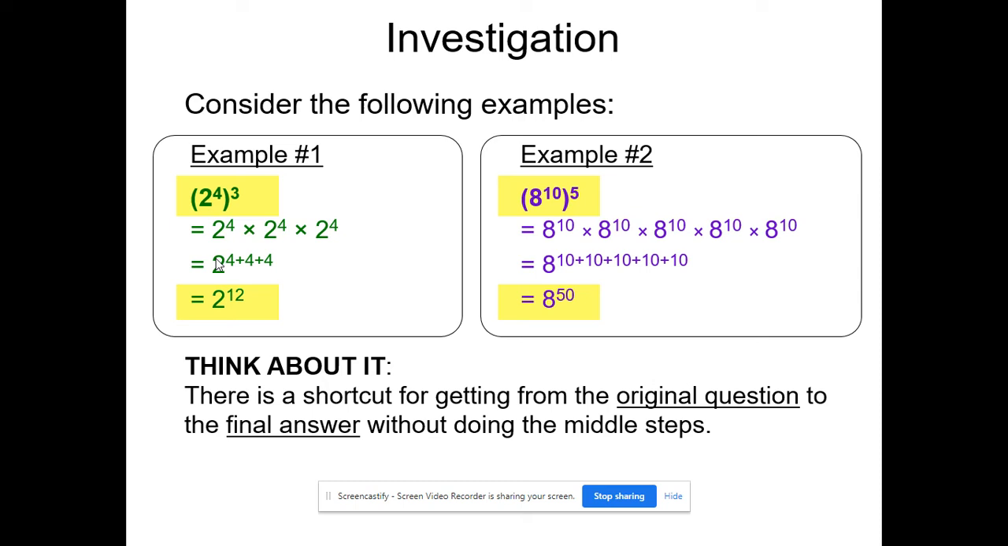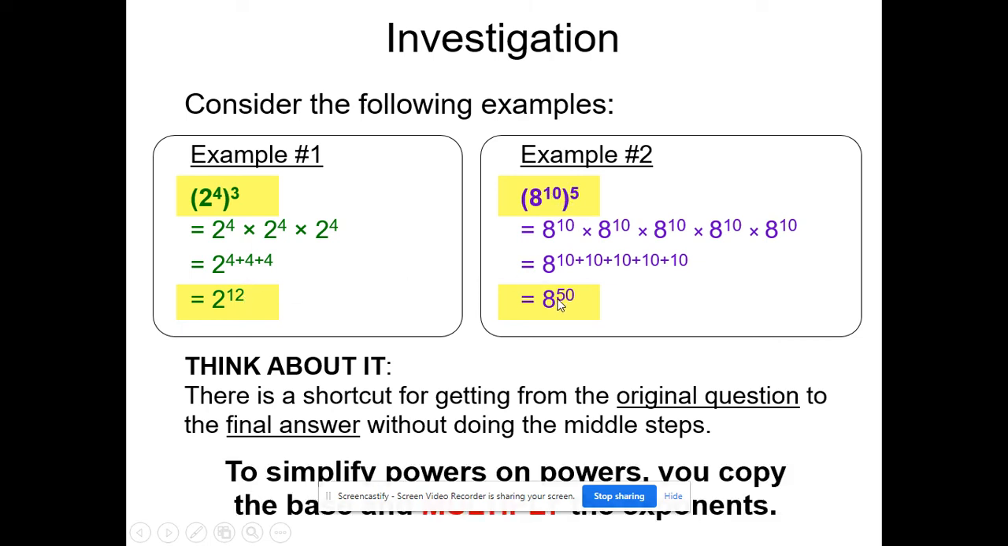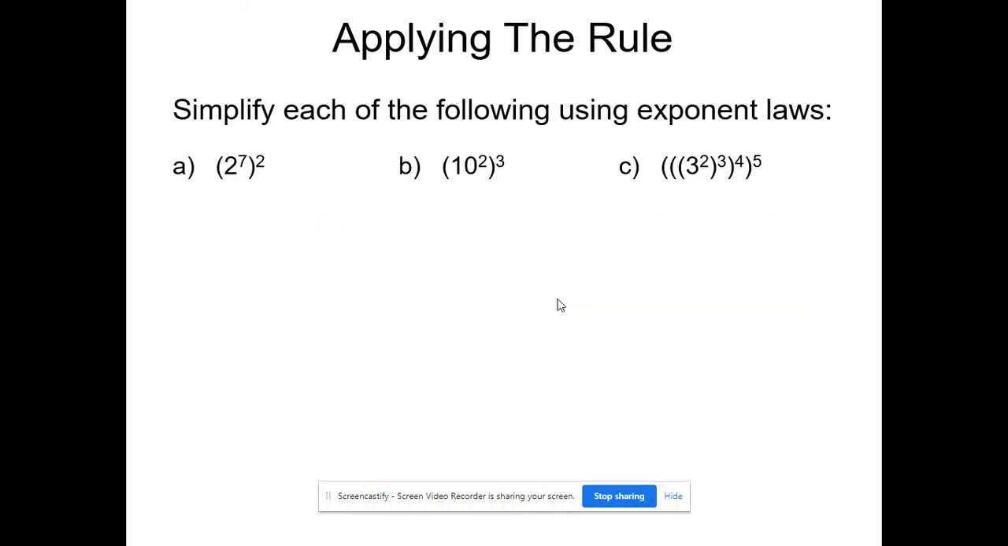So hopefully you noticed what I noticed. In the first example, 4 times 3 gives me 12, and 10 times 5 gives me 50. So to simplify powers on powers, you copy the base and you multiply the exponents together. So we're going to try a couple of examples of that.